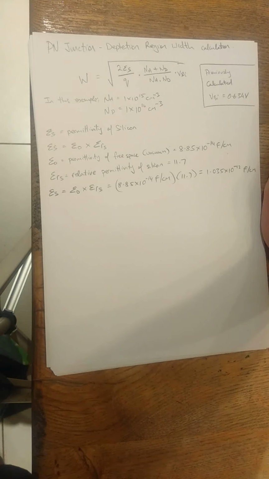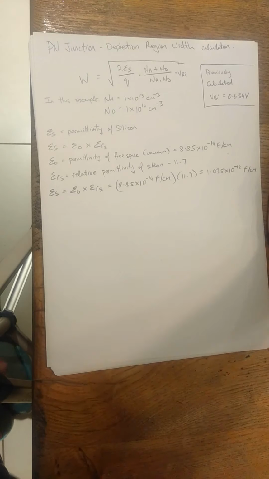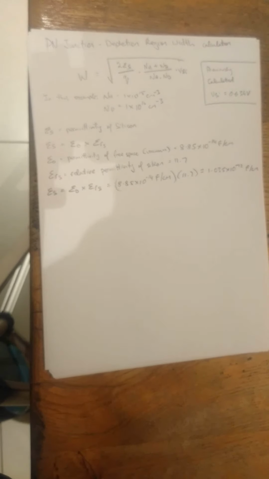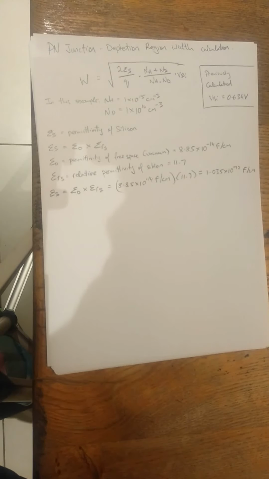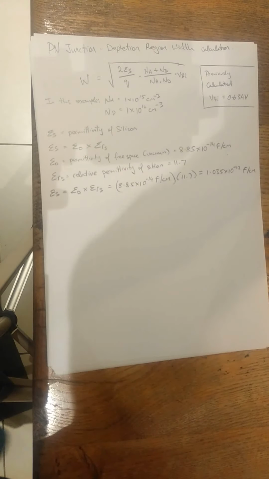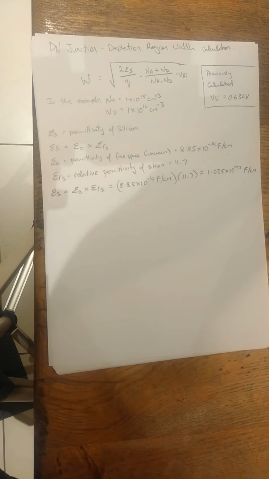Okay, now what does that mean? It means that silicon has a relative permittivity of 11.7. If you were to build a parallel plate capacitor and in between the plates you had a vacuum or free space, you would get a certain value of capacitance.